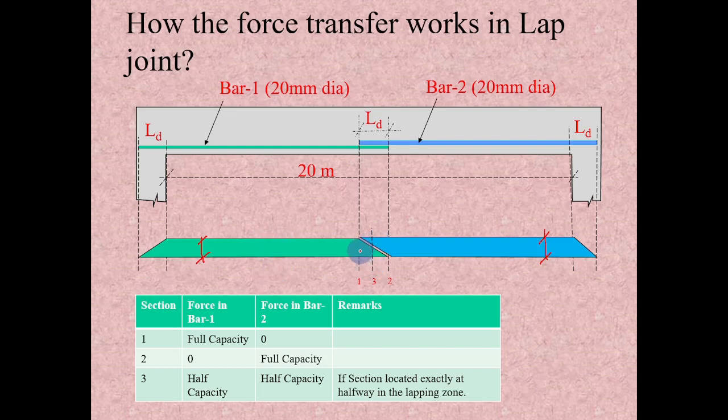So in between section 1 and 2, if I take a section anywhere, the sum of bar 1 and bar 2 capacities will be equal to the total capacity of this particular 20 diameter bar. So here the force from bar 1 is all transferred to the concrete in this lapping zone, and again from this concrete the force is transferred to bar 2. So the forces are transferred from bar to concrete, concrete to bar. That is how it works.